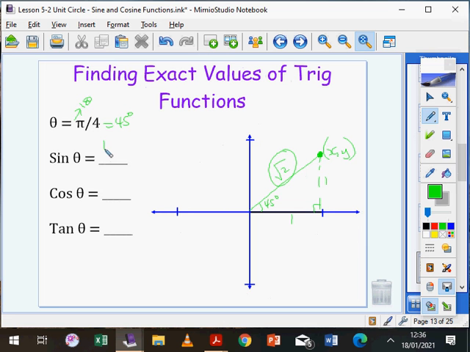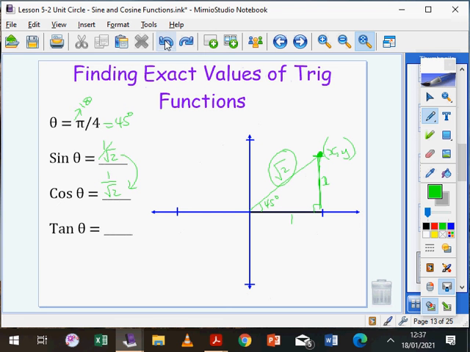Because you're thinking of what's the y coordinate for sine? It shows me that this is 1 unit, right? And I divide that by the radius, which is root 2. Same thing for cosine. 1 divided by root 2. And for tan would be sine over cosine, which is 1 over root 2 divided by 1 over root 2, dividing by the same thing gives me 1.